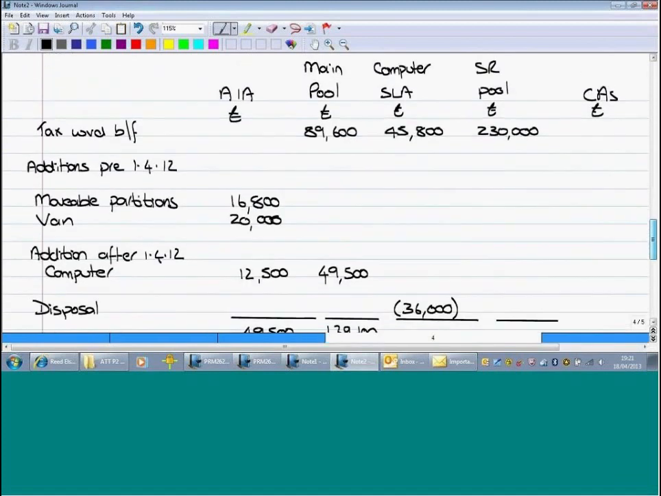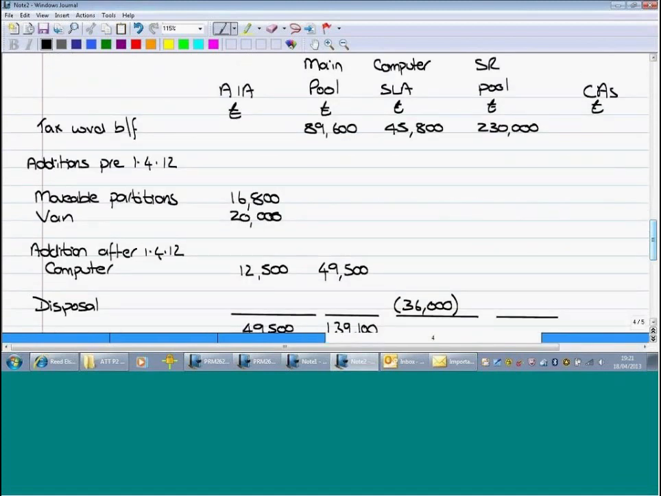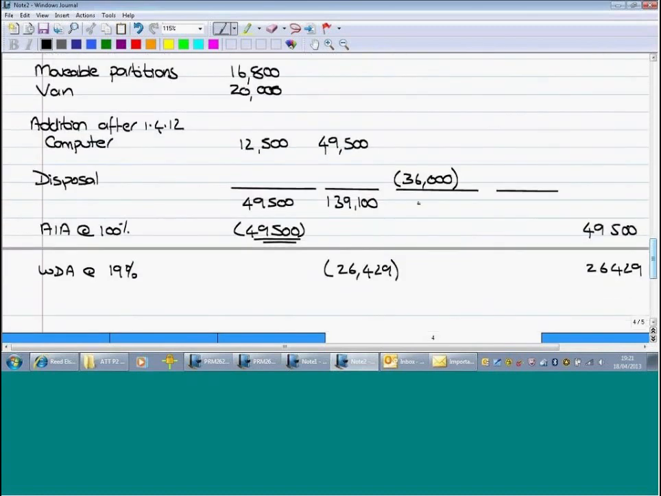Now the next column I've got is the computer short life asset. Because it's been sold, I'm just going to work out a balancing adjustment. So all I'm going to do in this column is start with the tax written down value brought forward figure of 45,800, and I'll deduct from that the £36,000 of disposal proceeds. Now that gives me a positive number of 9,800. And what that means is that's a bit of cost that has not yet had tax relief. I should get tax relief for it, therefore I'm going to have a balancing allowance.